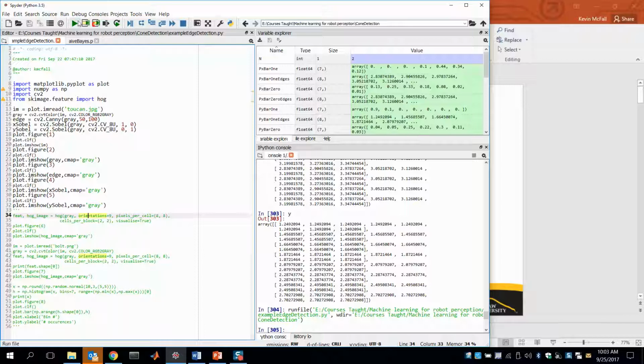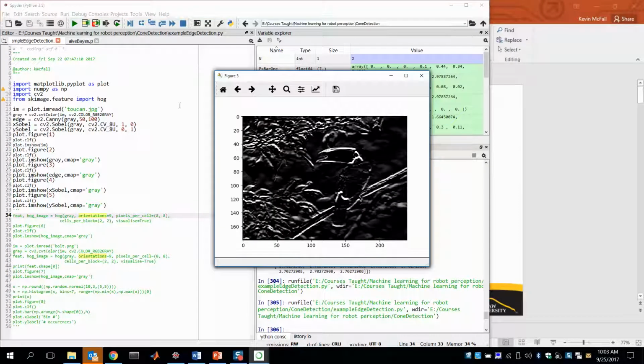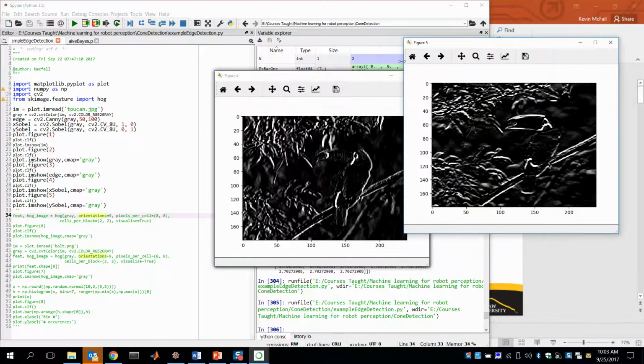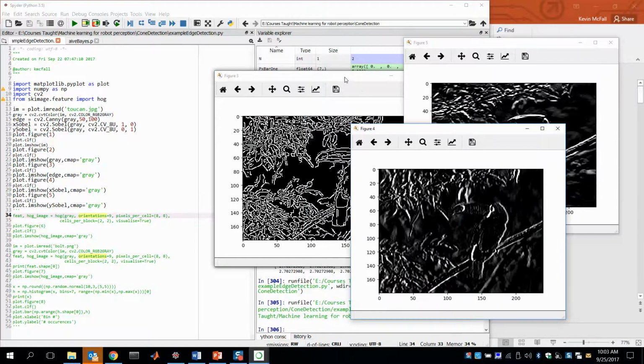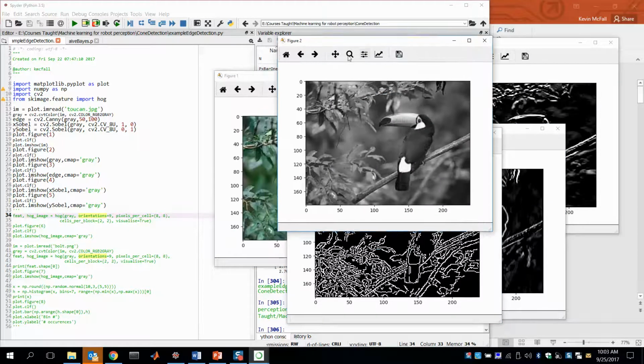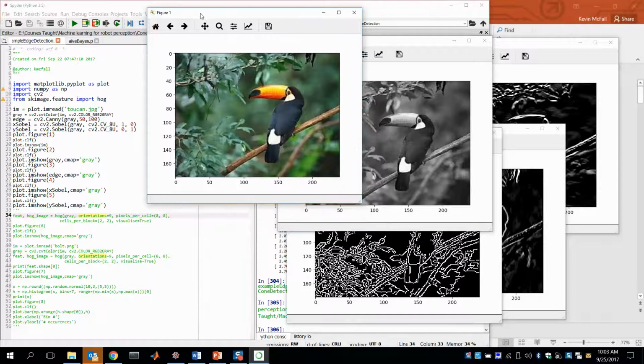So I'm going to go ahead and run this code. It's going to produce a whole bunch of figures. Let's go back to the beginning. The beginning is we have this beautiful little toucan. I don't know why I picked a toucan, but I ripped this image off the web. So here we've got a toucan. The first thing I did is convert it to grayscale.